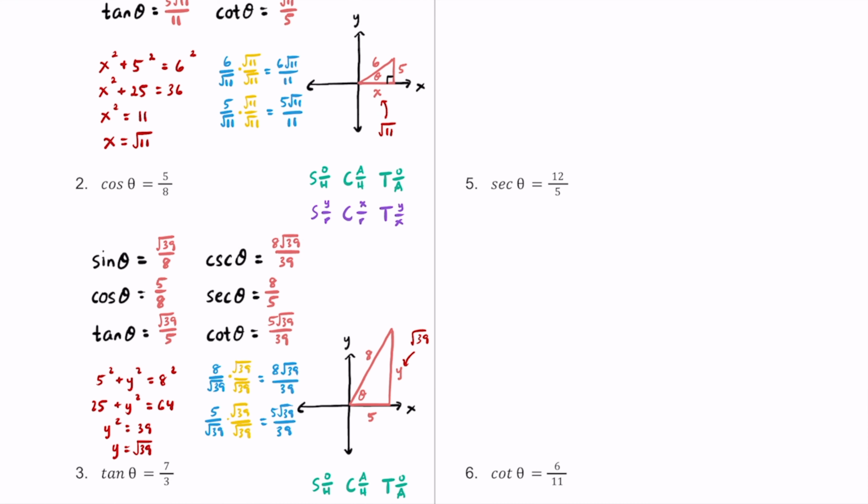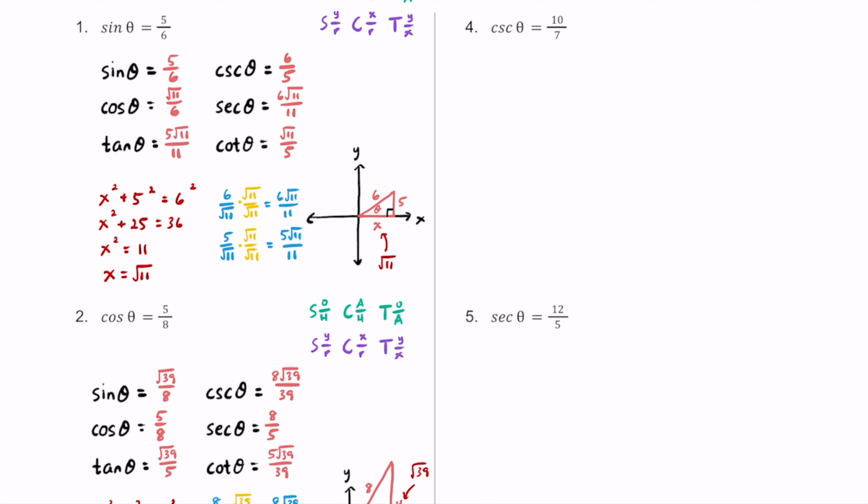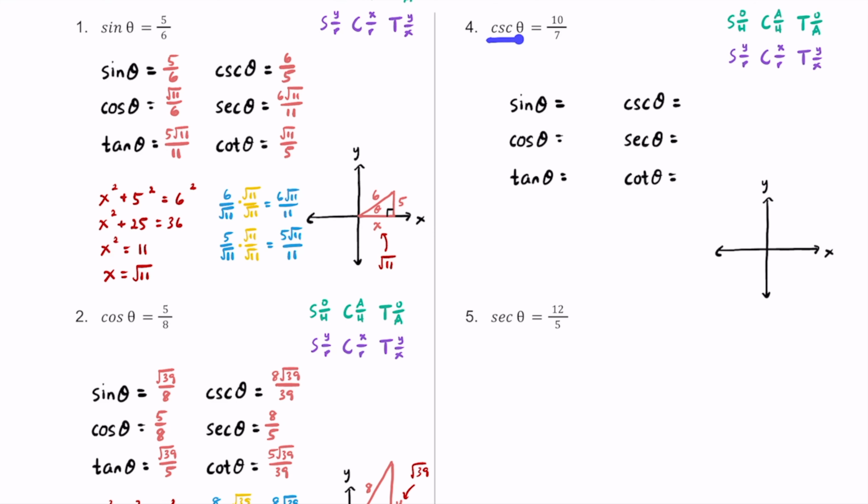Okay, let's move on to number 4. For number 4, we're given that cosecant of theta is equal to the ratio of 10 to 7. So I'm going to go ahead and write that as 10 to 7 right away, which means we know sine of theta is going to be the ratio of 7 to 10. Okay, now let's go ahead and see where we can draw this triangle and how to draw it. But remember, sine is opposite over hypotenuse, or y over r.